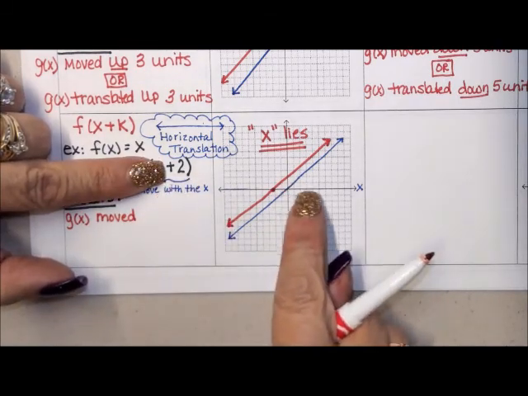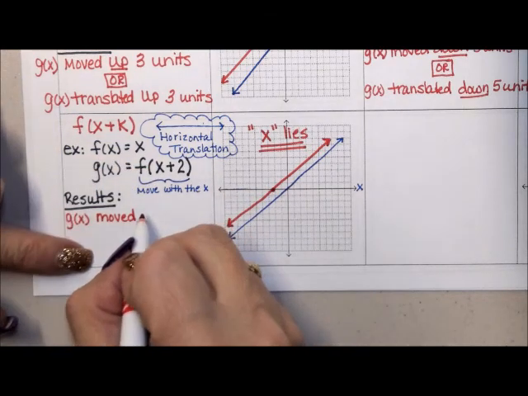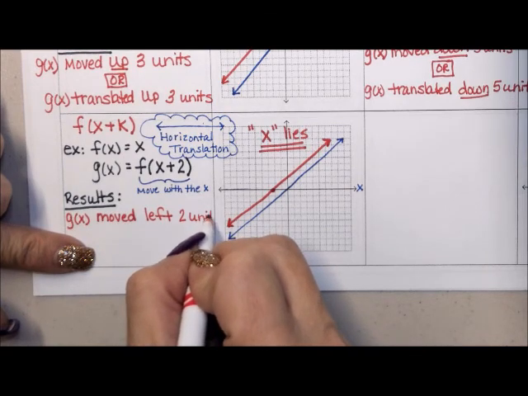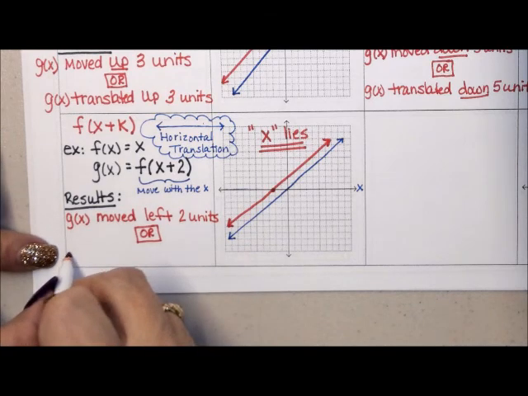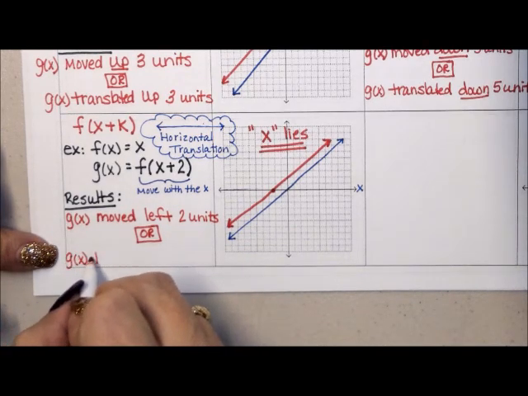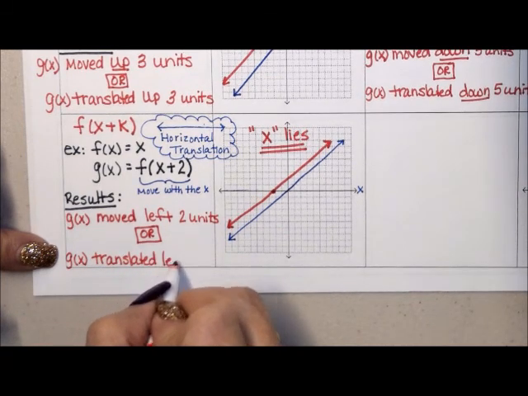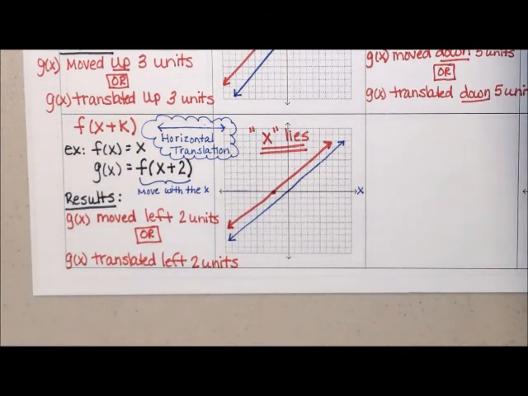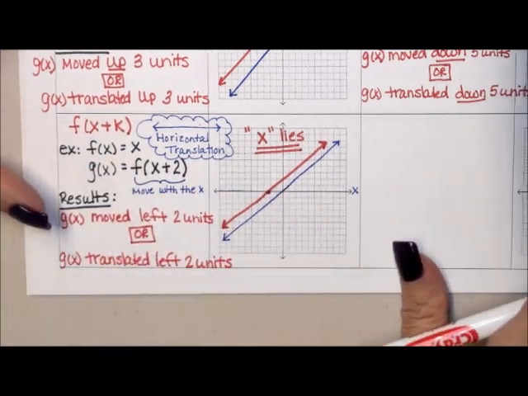It says it's moving positive, which would be to the right, but I know x lies, and so it's moving to the left. So it moved left 2 units. Or, let's use our mathy words, g of x translated left 2 units. All right, so just remember, x lies. When you are in the parentheses, x is lying. He's not doing what he says he's going to do.